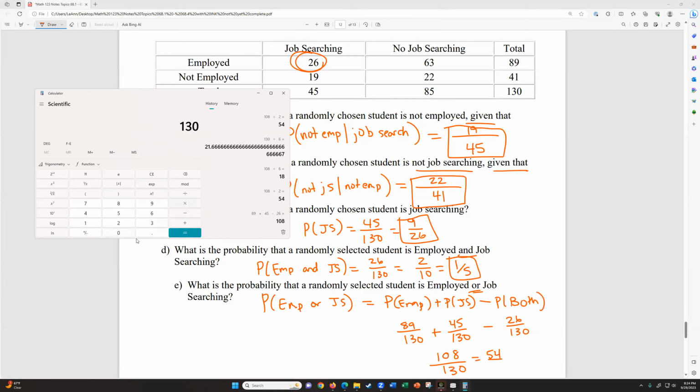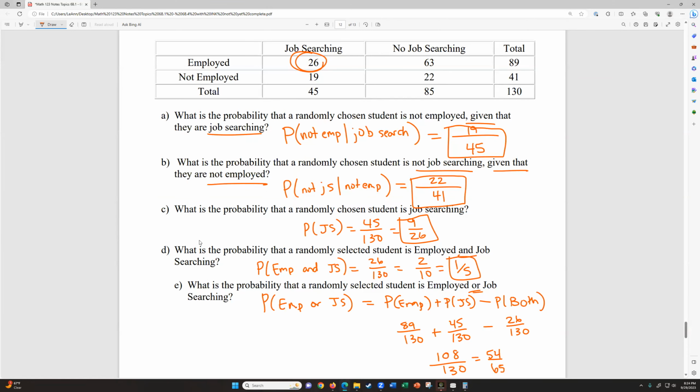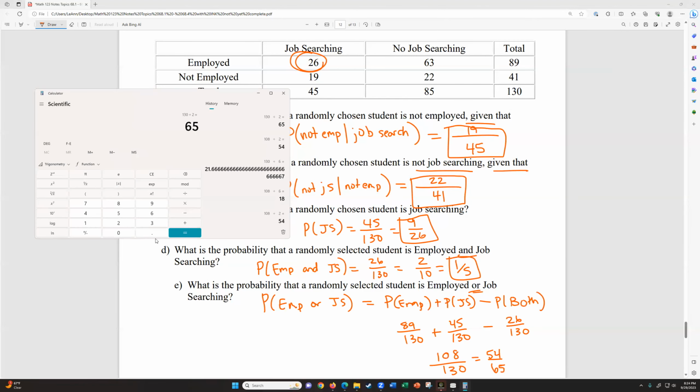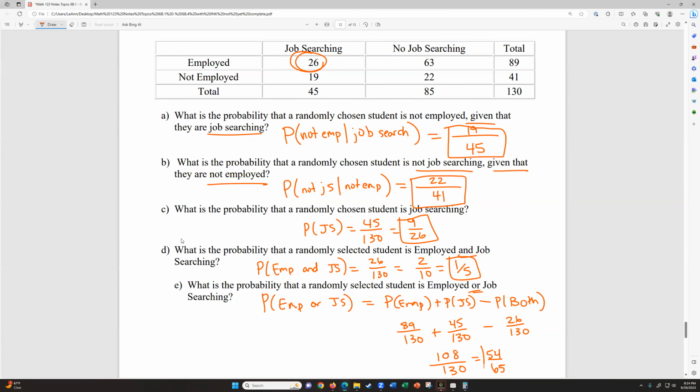130 divided by 2 is 65. 65 is divisible by 5, but 54 is not. But what is 65 divided by 5? That's 13. Is 54 divisible by 13 is the next question. It is not. So you'll want to double check me on this one just because I don't have a calculator handy that tells me if that's fully reduced, but I believe that it is.